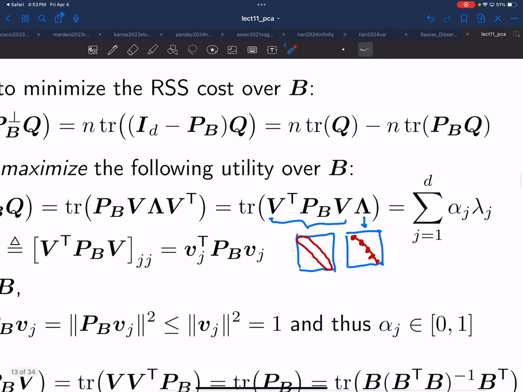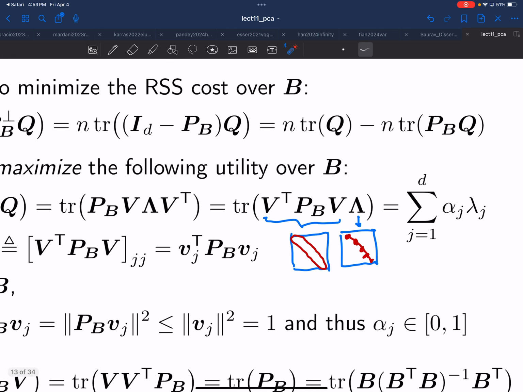And in particular, what happens to the trace? These guys here are what I call alpha j over here. And then these other ones are the lambda j's. So basically, the trace is just going to be the sum of whatever the diagonals of this are, element-wise multiplied times these diagonal lambda j's. So in terms of optimizing B, we can for now just reduce the problem to figuring out what are the optimal alpha j's, and then we'll figure out the B that gives us those alpha j's.